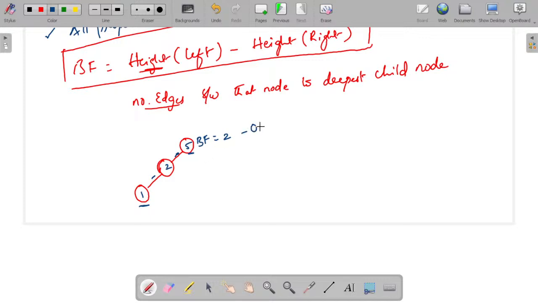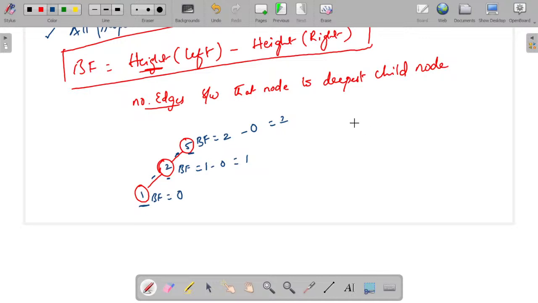So now the balance factor for this node will be 2, whereas for this particular node it is going to be 1. Why 1? Because on the left side we have one edge to the deepest child node, and on the right side we don't have any nodes, so it is 0. So it is 1 minus 0, and we end up with 1. For this particular node we don't have any left child or right child, so the balance factor will be 0. This is how you compute the balance factor for any given node.